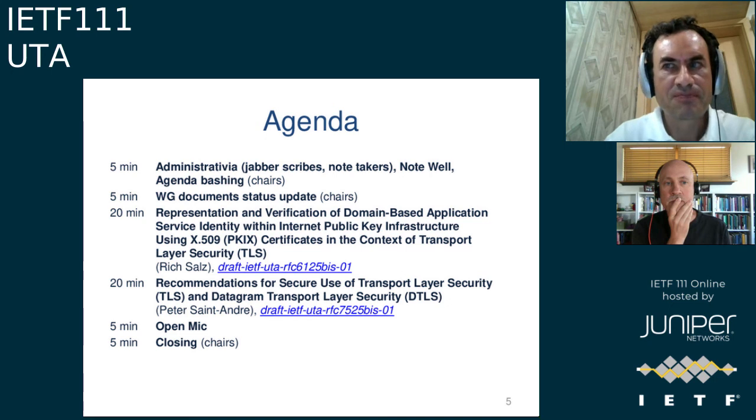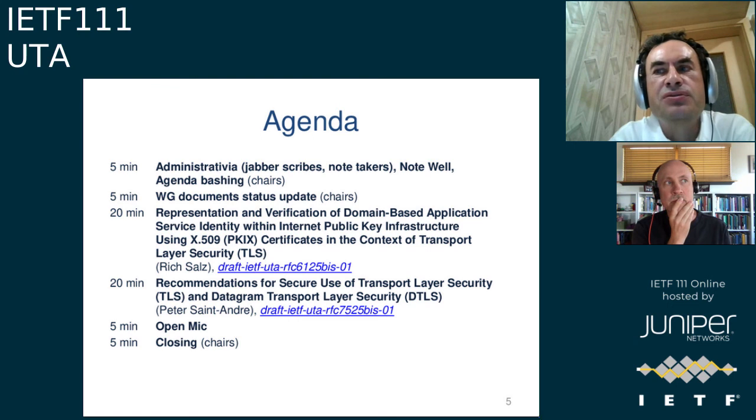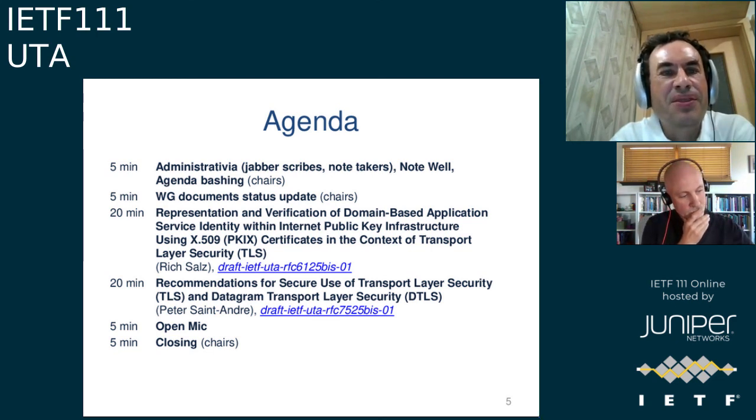Thank you. Actually, it's very close to my opinion on the relation between TLS and UTA, because TLS just defines a protocol and UTA makes a lot of recommendations on how this protocol should be used in real applications. That's the difference. So they don't duplicate each other.